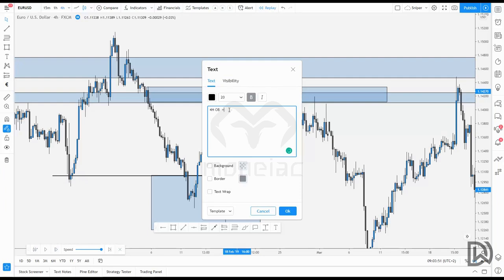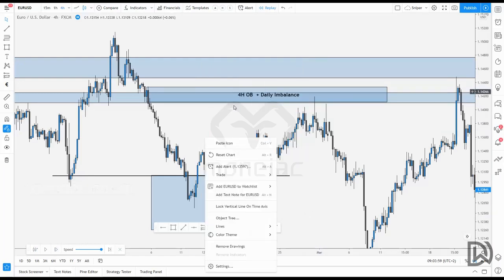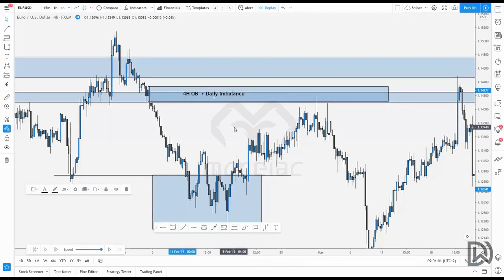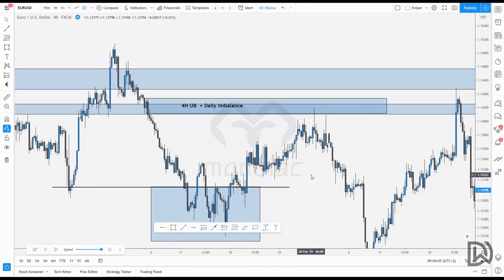So we have a 4 hour order block plus daily imbalance. So now already the odds are stacked in our favor, and we can see how price came into that darker highlighted area.